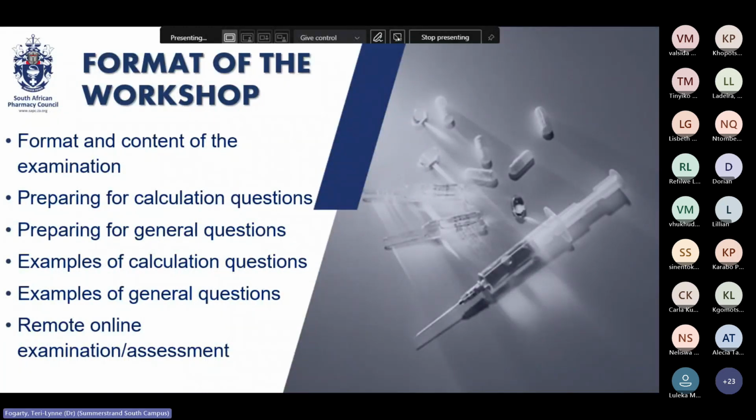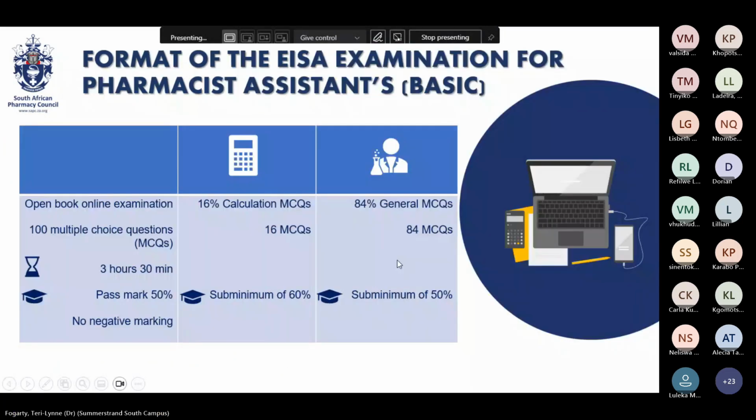Okay, so as far as, now why is it not changing? There we go. Right. So the format of the exam, for the basic, we say the EISA. Maybe I should even start with the EISA. I didn't do this in the previous session. Maybe I should start with what is EISA.